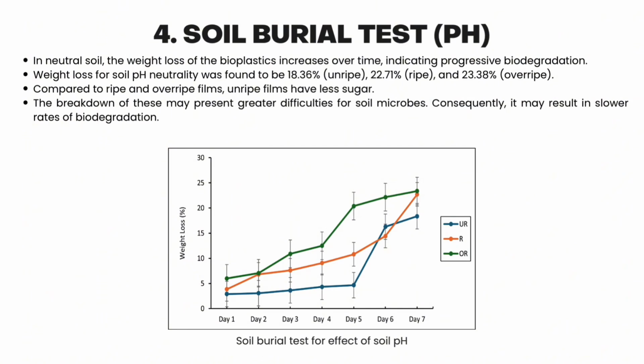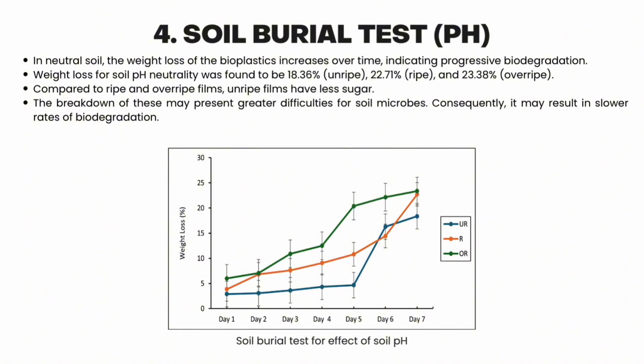In terms of specific results, we found that the weight loss in neutral pH soil was 18.36% for unripe bioplastic, 22.71% for ripe bioplastic, and 23.38% for overripe bioplastics. The lower weight loss for unripe bioplastics is worth noting.